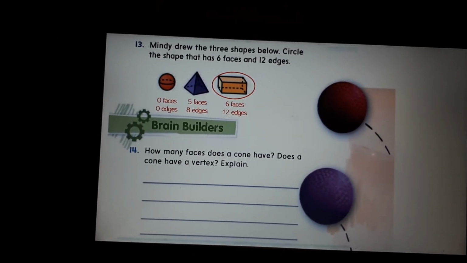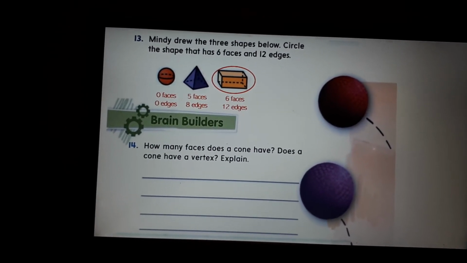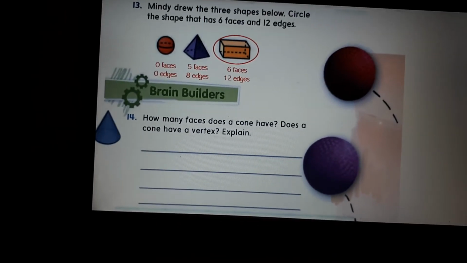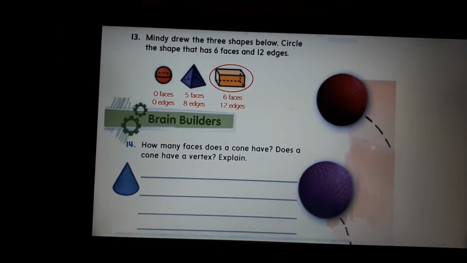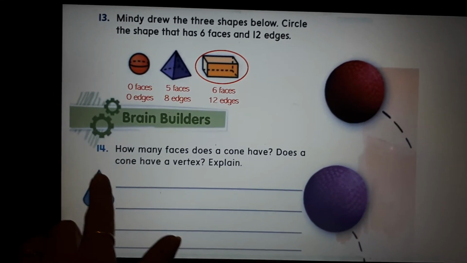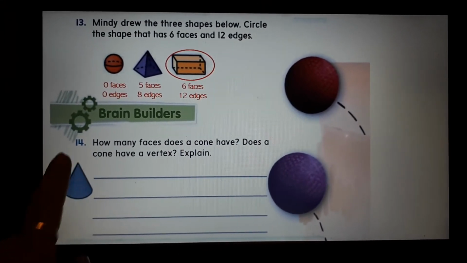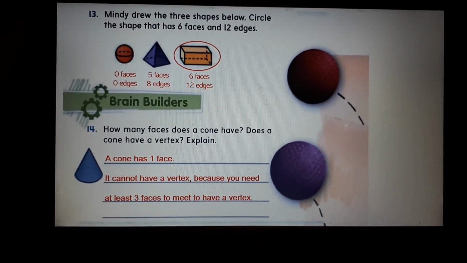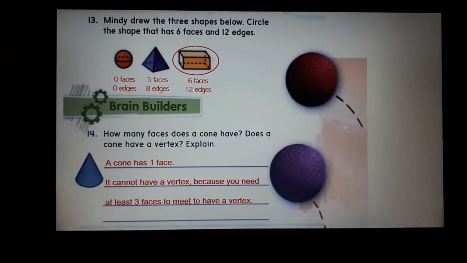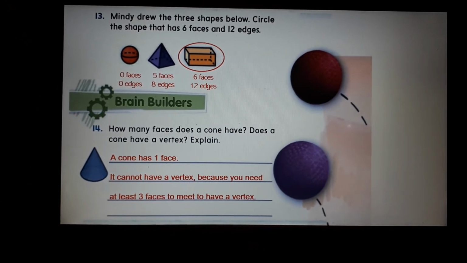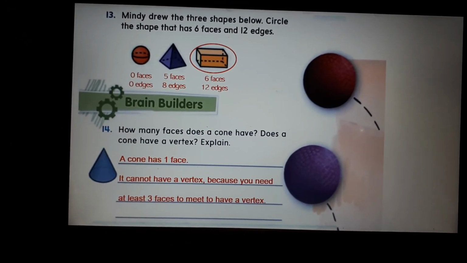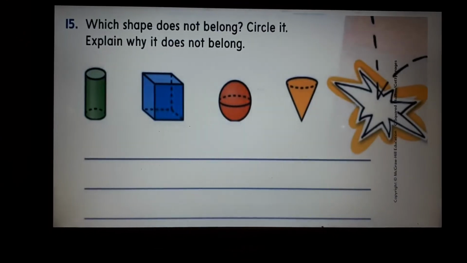Now, how many faces does a cone have? Excellent, it's 1. Does a cone have a vertex? Explain. Look at this cone, you see? As I told you before, we cannot consider this one a vertex because there is no face that meets together. So a cone has 1 face. It cannot have a vertex because you need at least 3 faces to meet to have a vertex.